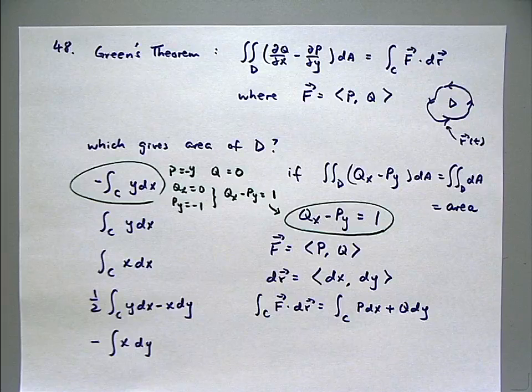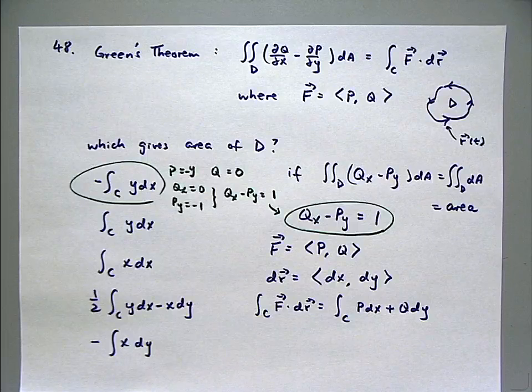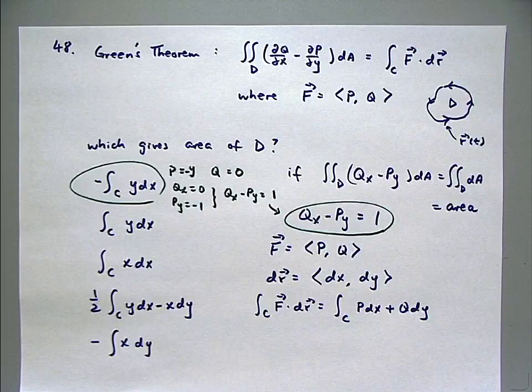Okay, the gradient is fx in the i component and fy in the j component. So fx is 2xy, fy is x squared, right? And at the point 2, 3, we get 12, 4.